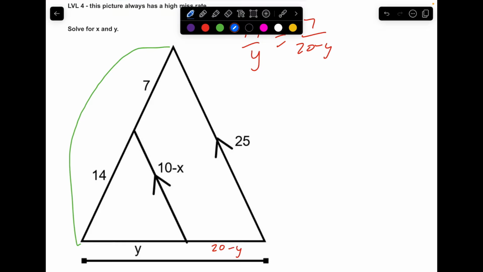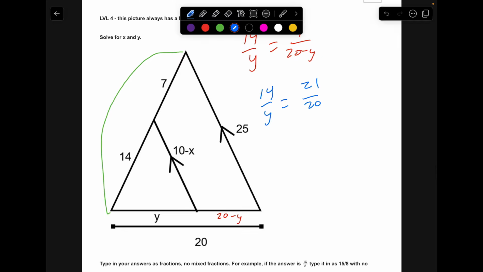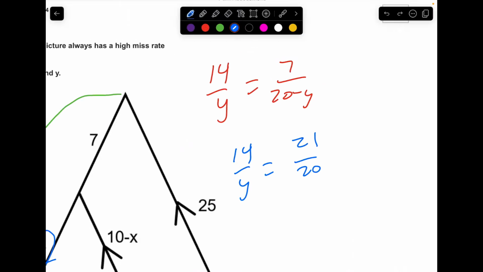You could also do 14 over y equals 21 over 20, and you would be correct as well. I did top over bottom equals big top over big bottom. Remember in the original notes, we can do any combination of the non-parallel sides as long as we do the same combination. Both of these proportions are going to get me the same answer. This one is the easier one to work with, so I'm going to work with the second one, but they represent the same thing.